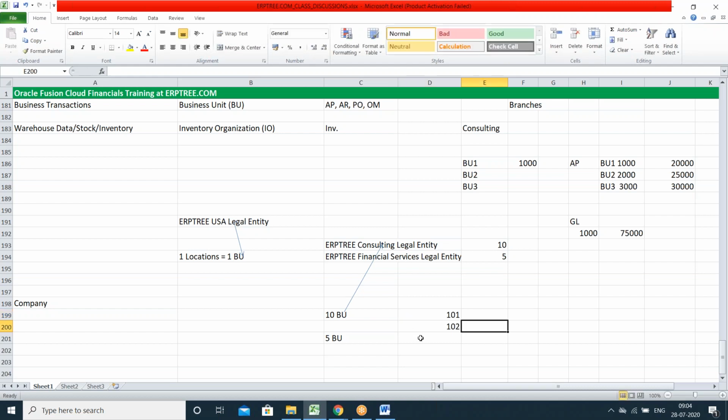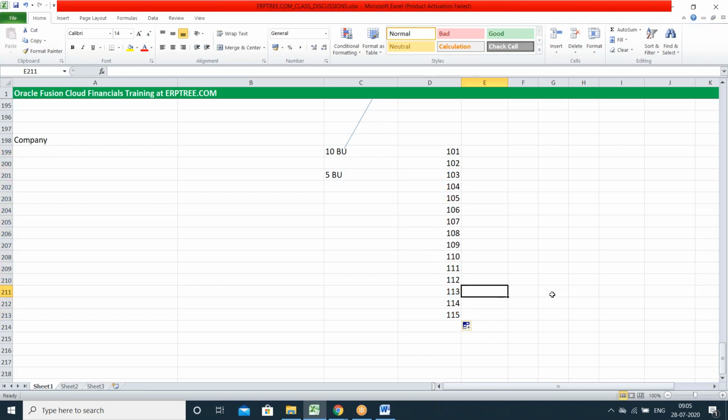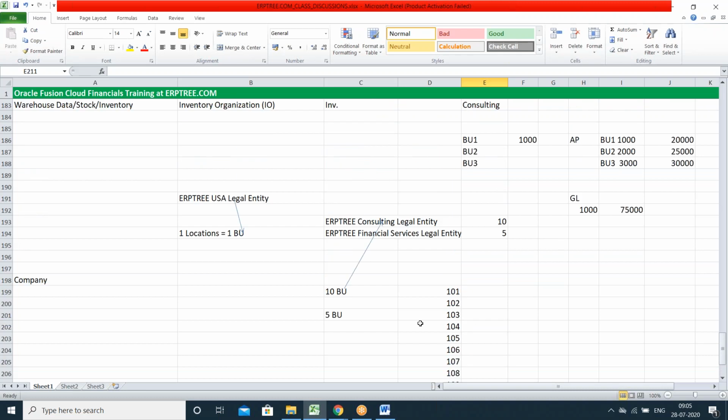Fine. So at the outset we are going to use 15 companies here. If we have 15, which numbers you want to use, generally that is a client interest. We'll ask the client what numbers you require, please tell me. These are the 15 companies. Each company will be used for one business unit. Any other questions, please?